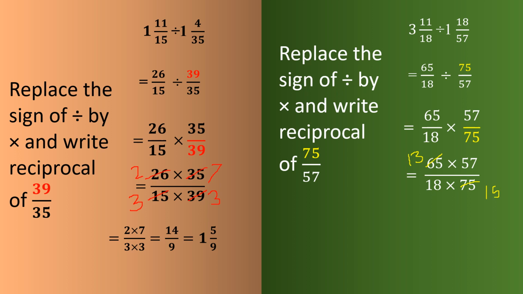And the common factor of 18 and 57 is 3. 3 6s are 18. And here 3 ones are 3 and 3 nines are 27. So what do we get now? 13 multiply 19 by 6 multiply 15. We will multiply the numerators. So the product of the numerators is 247 and the product of the denominators is 90. So it is our improper fraction. We will convert it into a mixed number, and our answer will be 2 and 67 by 90. It is our final answer of this question.